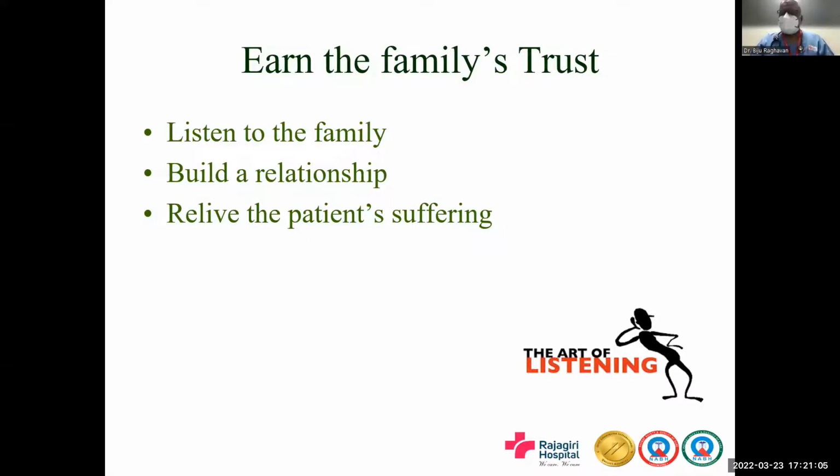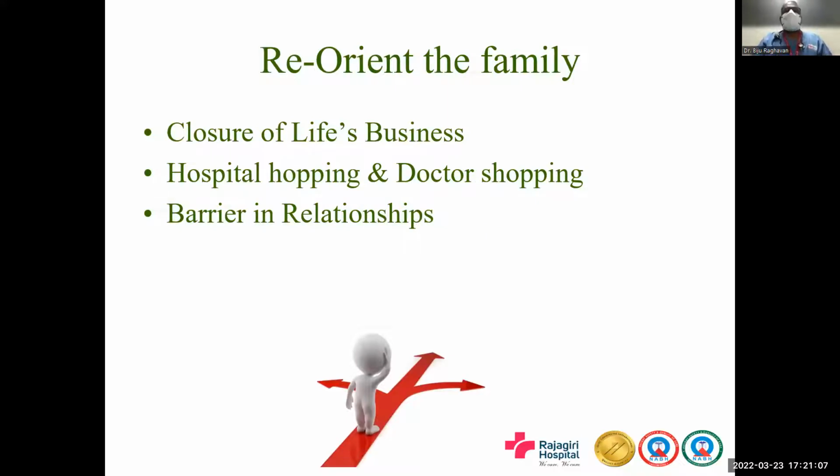Now they will start listening to you, and this is the good time to reorient the family. So this is the SOP. First, agree to collude. Second, earn the trust. Third, once you have earned the trust, reorient the family. Talk about the chance of closing life's business, preventing hospital hopping, barriers in relationships, and many of these things the family will be able to relate as things that are happening to them in their lives. And gradually they will come around.